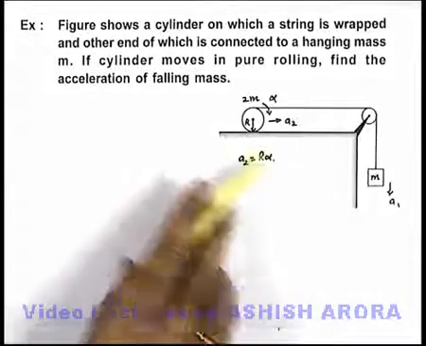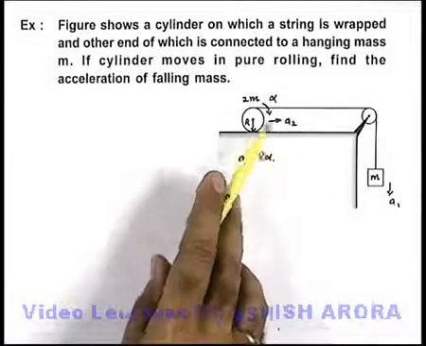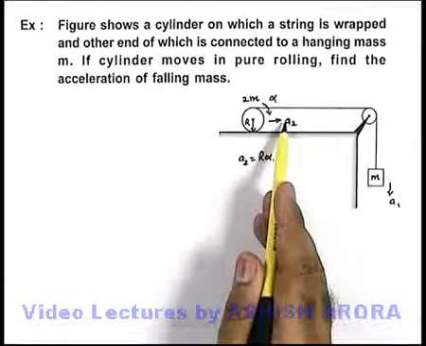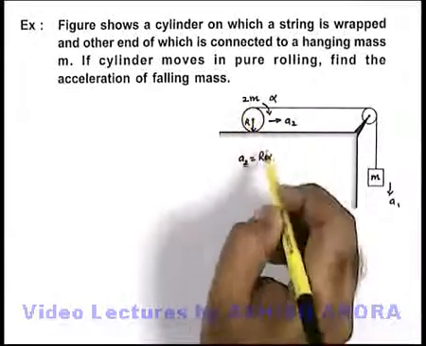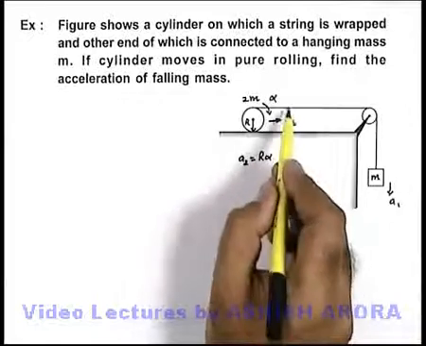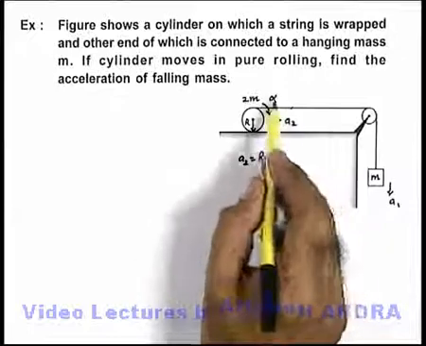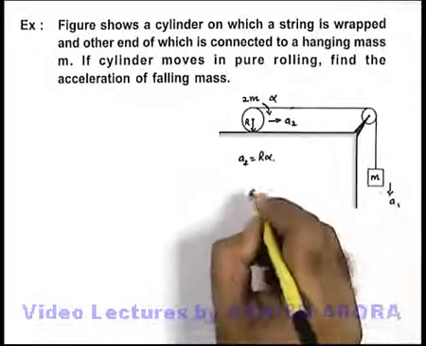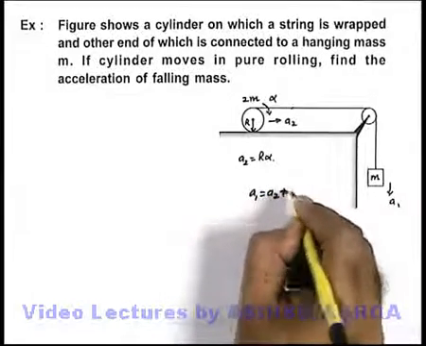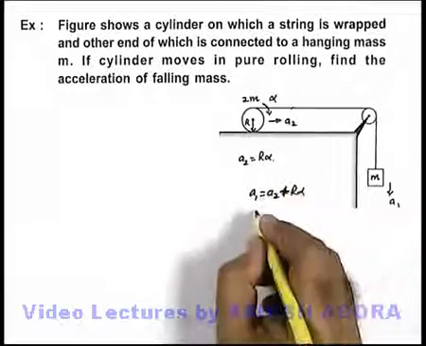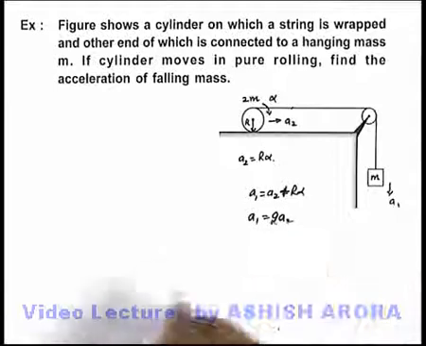Now, using these parameters, we can also develop a constraint relationship between a1 and a2. As the cylinder is moving forward with a2, the string will also unroll with the linear acceleration r alpha. So, the string points will move forward with an acceleration a2 plus r alpha. So, the acceleration of the falling mass a1 can be written as a2 plus r alpha. So, in this situation, this a1 can be written as 2a2.